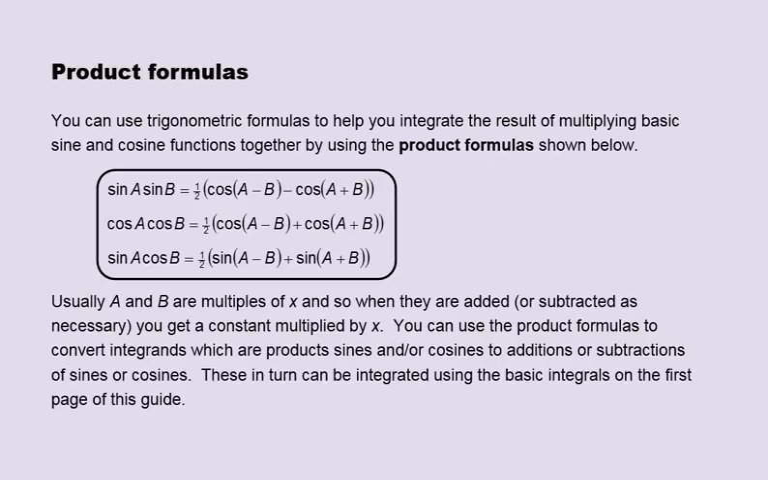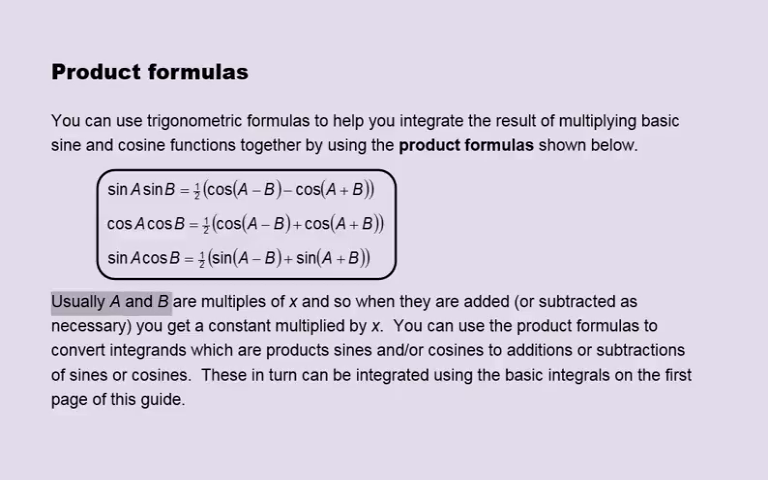Product formulas. You can use trigonometric formulas to help you integrate the result of multiplying basic sine and cosine functions together by using the product formulas shown below. Sine A multiplied by sine B equals a half of cos A minus B minus cos A plus B. Cos A multiplied by cos B equals a half of cos A minus B plus cos A plus B. Sine A multiplied by cos B equals a half of sine A minus B plus sine A plus B.